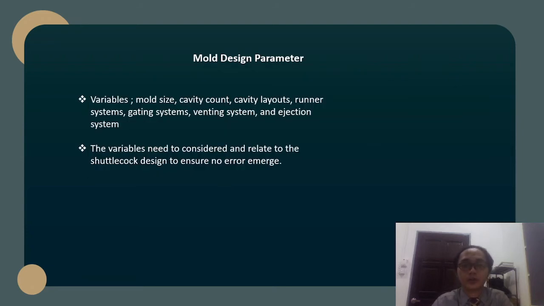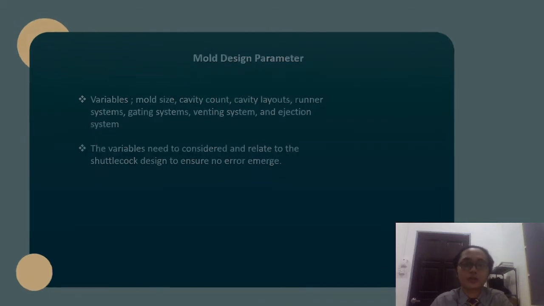The next point is mold design parameters. The mold design parameters are important to ensure the mold design is accurate without any defect. The variables that need to be considered are mold size, cavity count, cavity layout, runner system, gating system, venting system, and ejection system. Each of these variables is important to ensure the design parameters of both shuttlecock and mold can be merged.